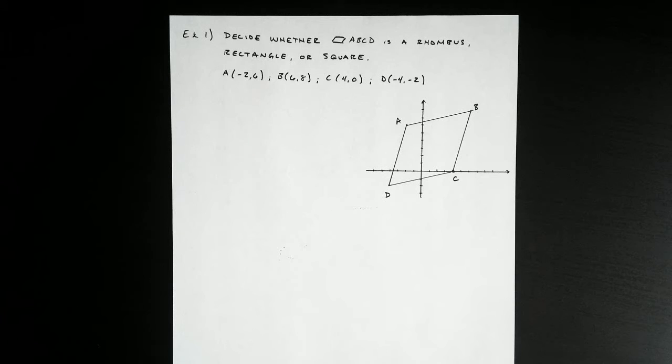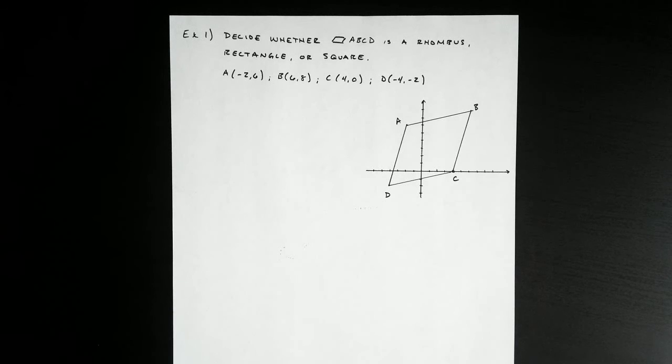Hello everyone. I'm going to take a look at an example where we're going to decide which type of special parallelogram we have in the coordinate plane. So in this example I have parallelogram ABCD. We already know that it's a parallelogram just based on the given information, and we want to decide whether this is a rhombus, a rectangle, or a square. And we need to be able to justify that.